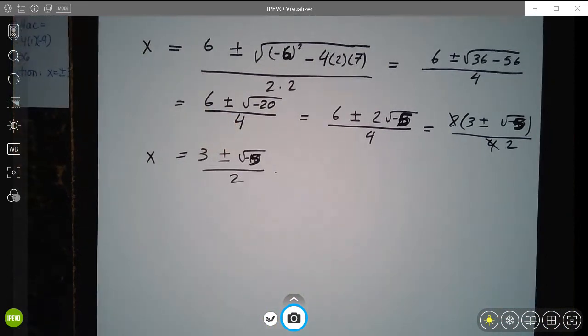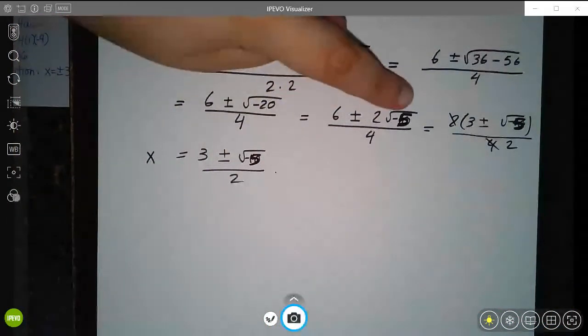Would the 2 change to a 4? No, because I removed the root. Make sense? So it's supposed to be the square root of 4 times -5, and then when you split them, you get square root of 4, which is 2. Make sense? So I made that step without removing the 2 again from here.